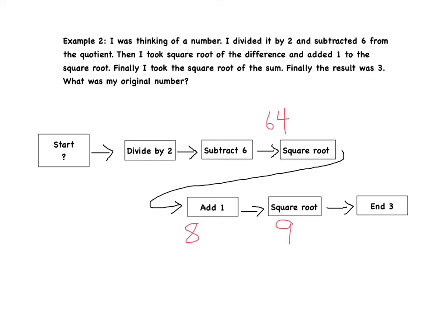And I got 64 after I subtracted 6. So let's add 6 back to 64. That means at that point, I had 70. And 70 was the result after I divided by 2. So let's multiply 2 back to 70 to get the number before I divided it, which is 140. So the number that I started with was 140.